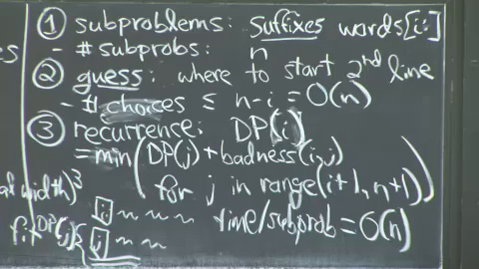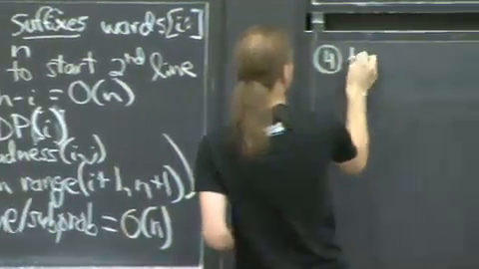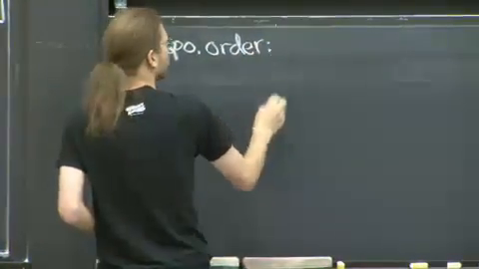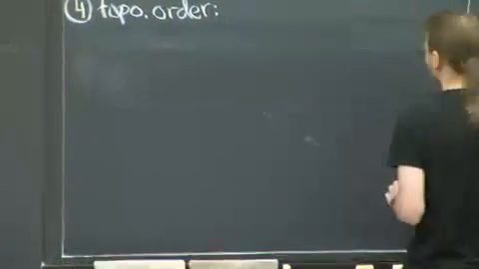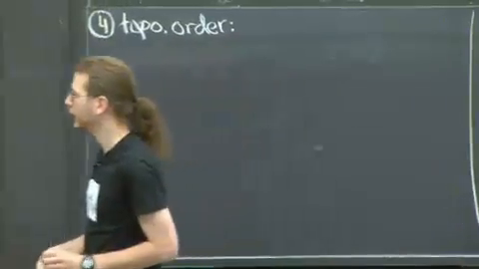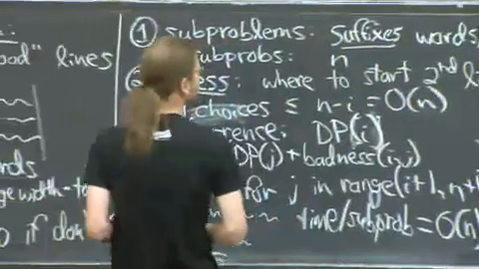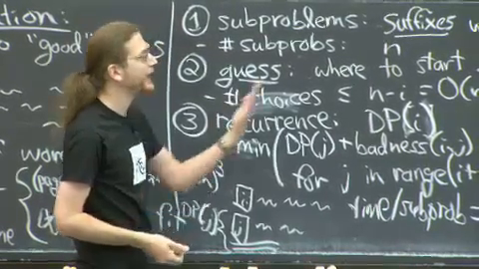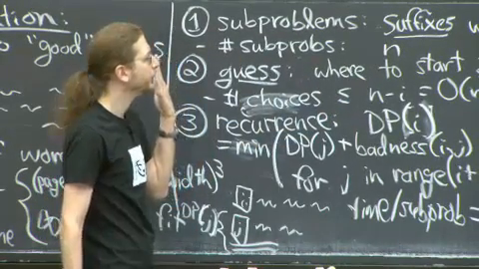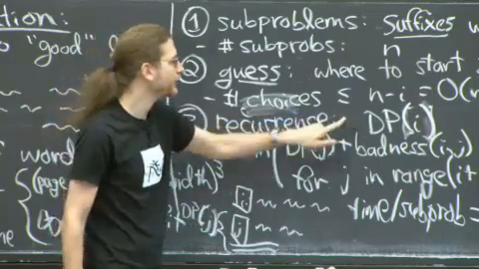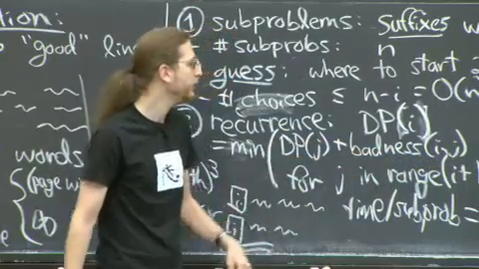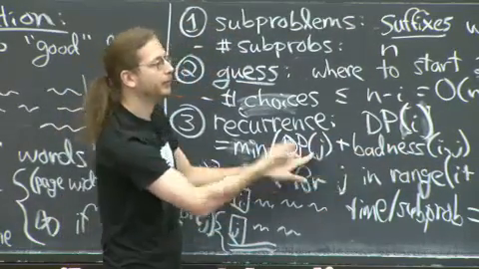Now we have to check that there's a topological order for this problem, or for these subproblems. And this is easy, but a little different from what we've done before, because we have to actually work from the end backwards, because we're expressing dp of I in terms of dp of larger values of I. J is always bigger than I. And so we have to do it from the right end back to the beginning.